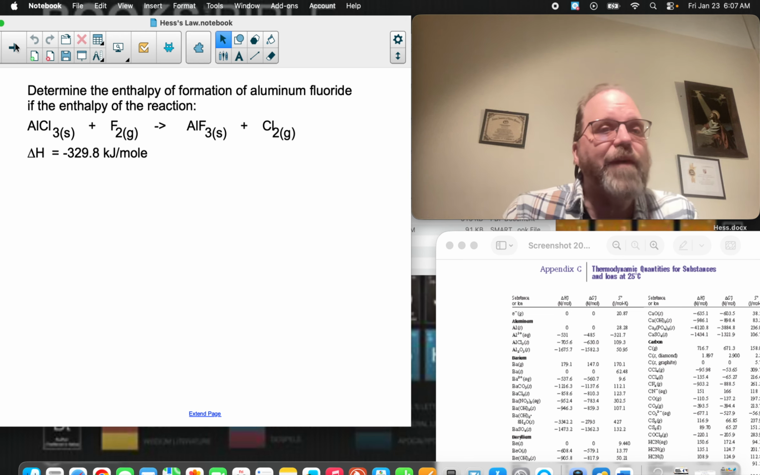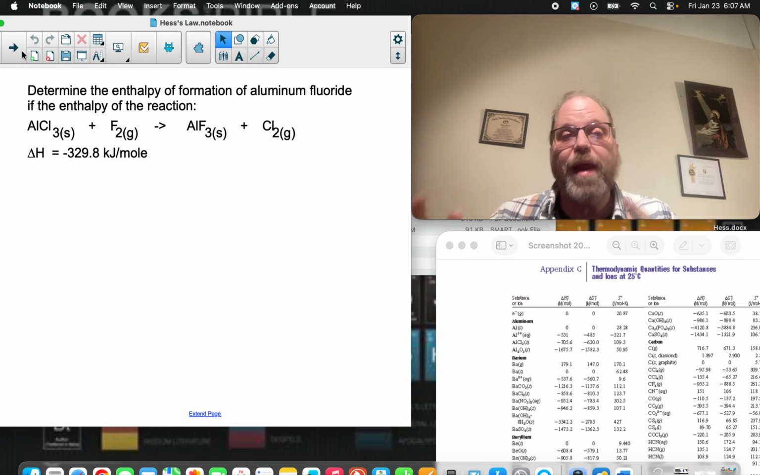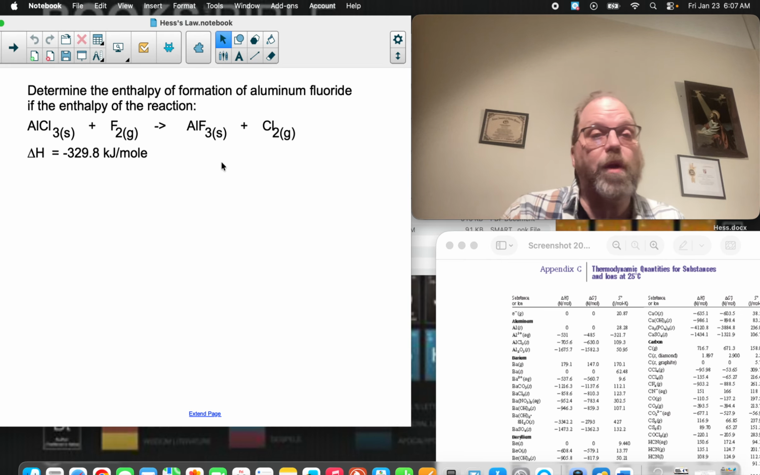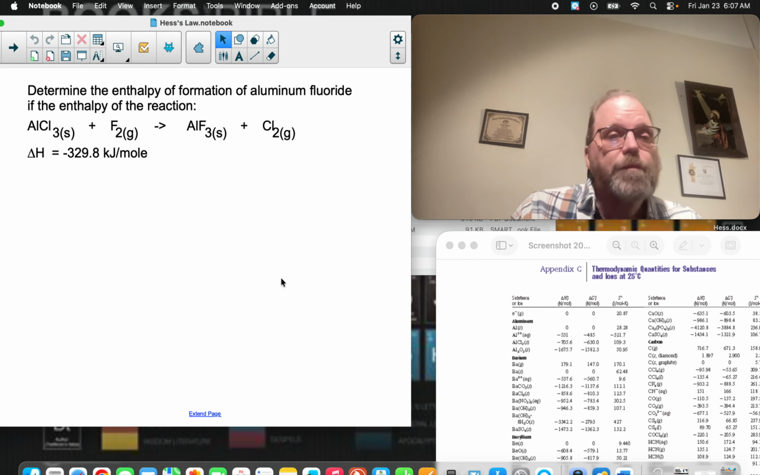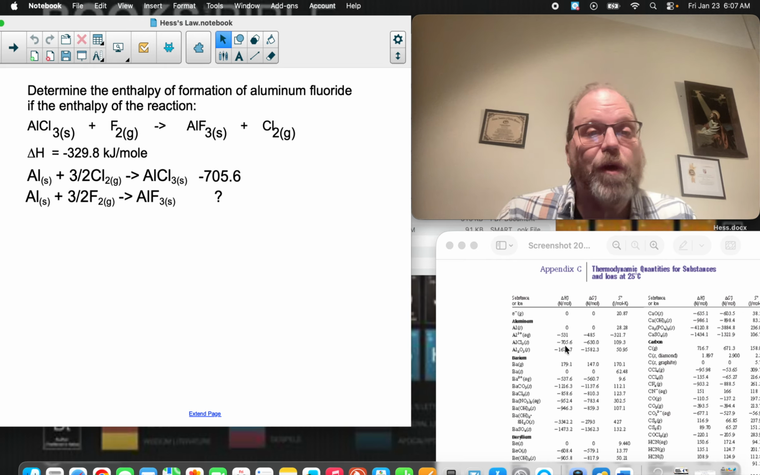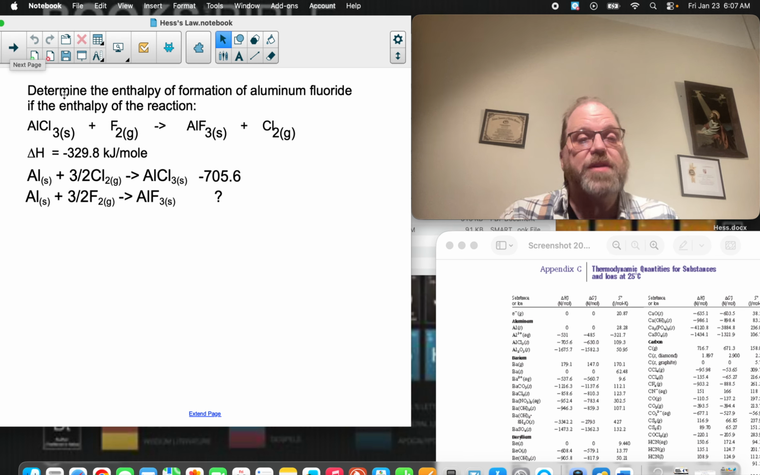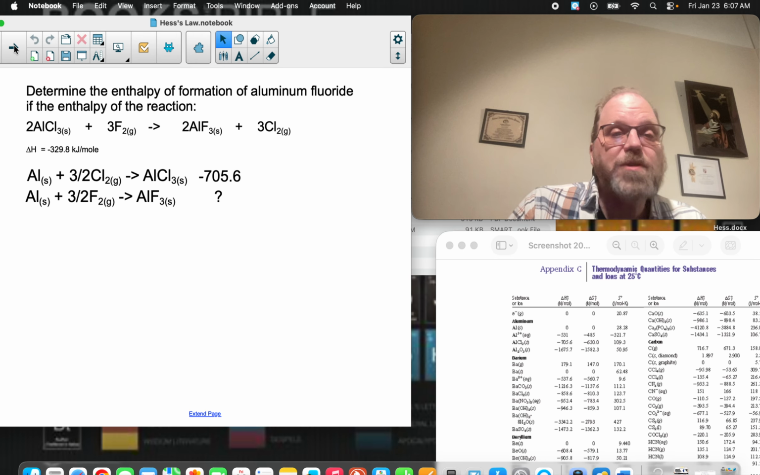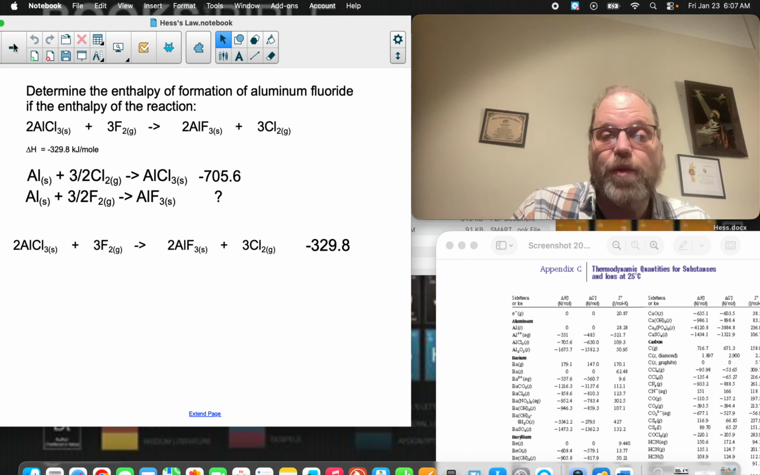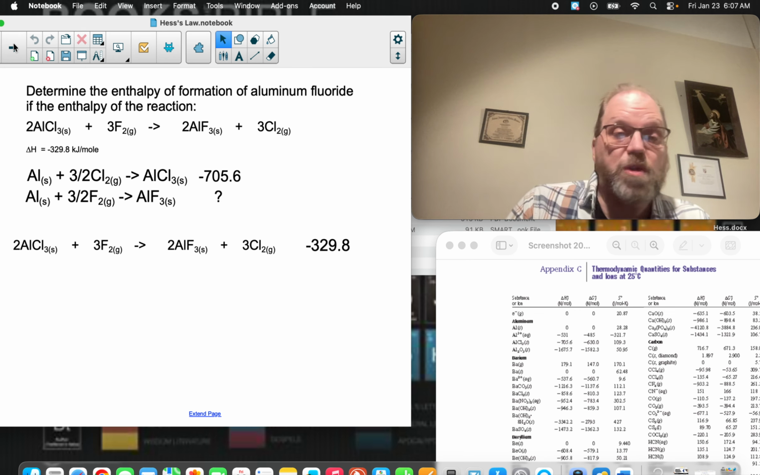Formation of aluminum fluoride, the enthalpy of formation. So I'm going to give the reaction, and you do see aluminum chloride in there, so we can work from there. What we know, aluminum chloride from Appendix C, is negative 705.6. We don't know aluminum fluoride. We know the reaction that gives us aluminum fluoride. So balance up the reaction first, okay? And we'll put that reaction down and have its value negative 329.8. Of course, that's kilojoules per mole.